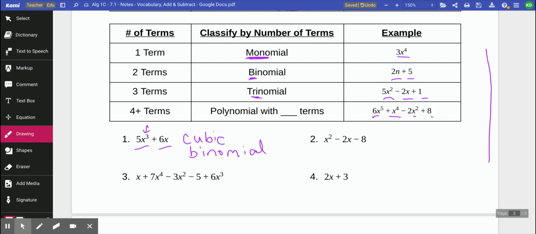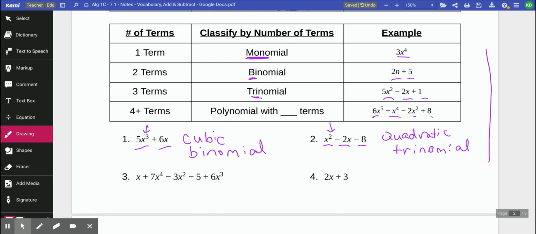Okay, the second example here, this is one we're going to see a lot, right? So this one starts with a degree of 2, right? If we look at our chart above, degree of 2 is a quadratic. So that's our first one, quadratic. And then 1, 2, 3 terms. So it is a trinomial.